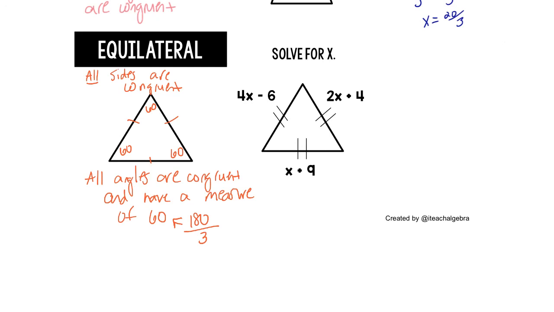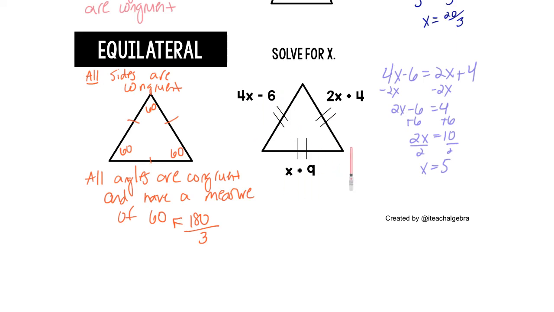Here we want to solve for x. Well, we can set any of these 2 sides equal to each other and solve for x. So let's do 4x minus 6 equals 2x plus 4. We can get the x's together and subtract 2x from each side. 2x minus 6 equals 4. We add 6 to each side. We've got 2x equals 10. We divide by 2, and x is 5. So it doesn't matter which 2 of these sides that we set equal to each other, they're all going to give us the same answer.